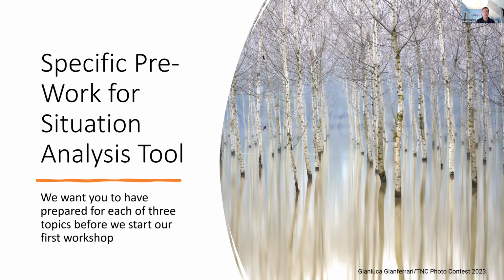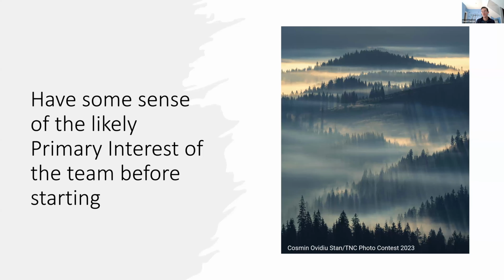So in terms of that specific work, we want you to have prepared for three topics, two of which we'll actually bring into the mural board itself. So the first is we want you to have some sense of the likely primary interest of the team before you start. Now, if the term primary interest isn't familiar to you, it will be once you've read the facilitator's guide and once you've taken a look at the mural board. So some of the instructions I'm about to provide are going to make more sense when you look at those resources.